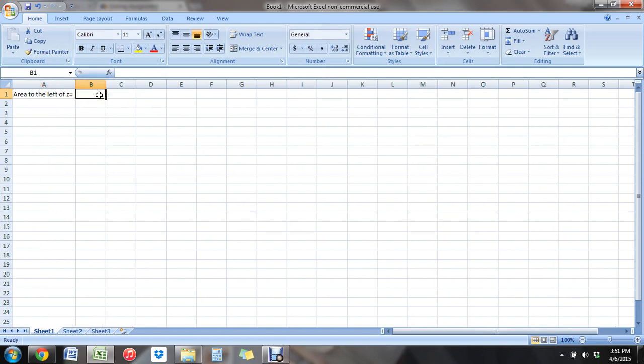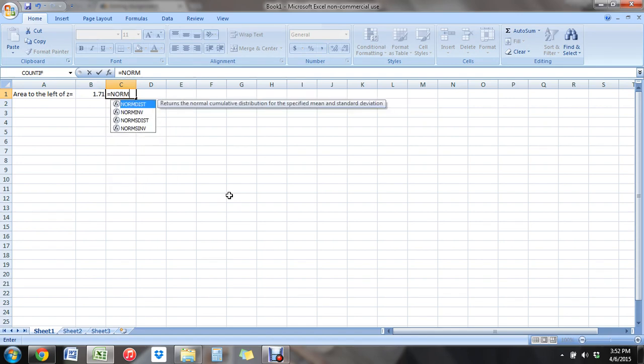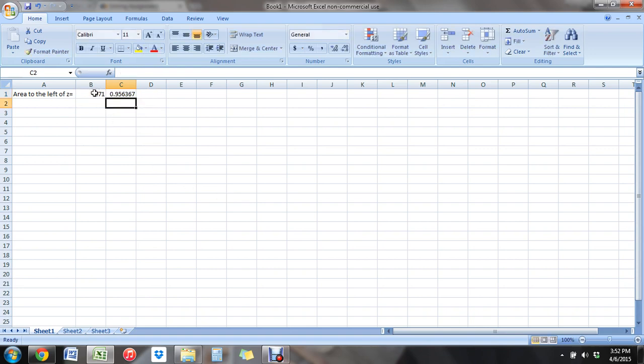Okay, let's find the area to the left of z equals 1.71. So to do that, remember my formula just reports it as the area to the left, so all I have to do is type it in and input the z-value into it. And there it is. And you can verify this by looking at your table.